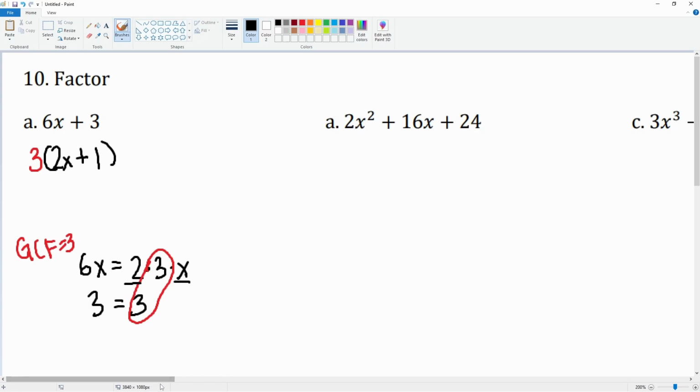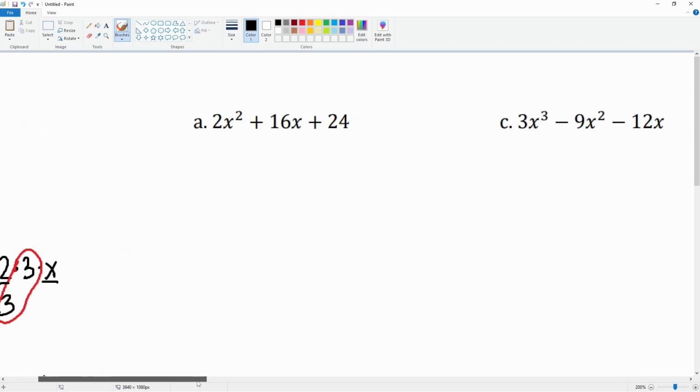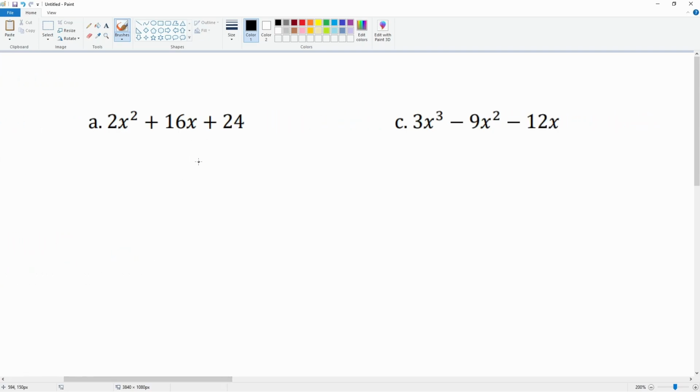All right, A. Here, we need to factor it. But first of all, we want to look for a GCF. 2, 16, and 24 have the GCF of 2. If we pull out a GCF of 2 from each term, you are left with an x squared. Divide 2 out of 16 becomes 8x. And divide 2 out from 24 becomes a 12.